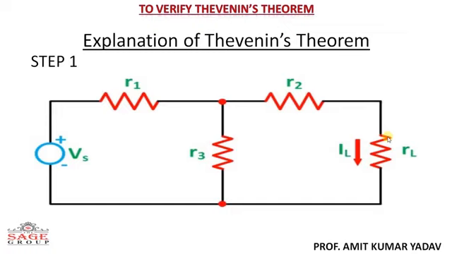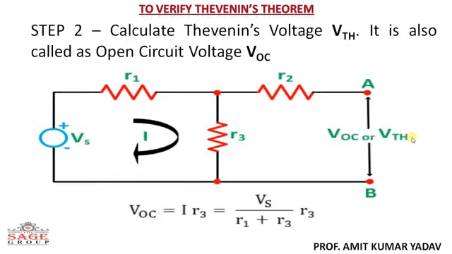You have to calculate two things. First one is Thevenin voltage and second one is Thevenin equivalent resistance. So let's discuss both the things one by one. In this part we are going to discuss how we can calculate that. Okay, so for calculating the voltage, what do you have to do?